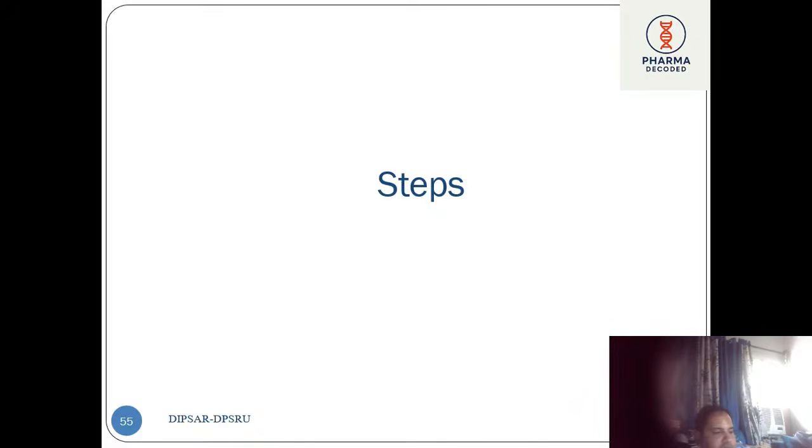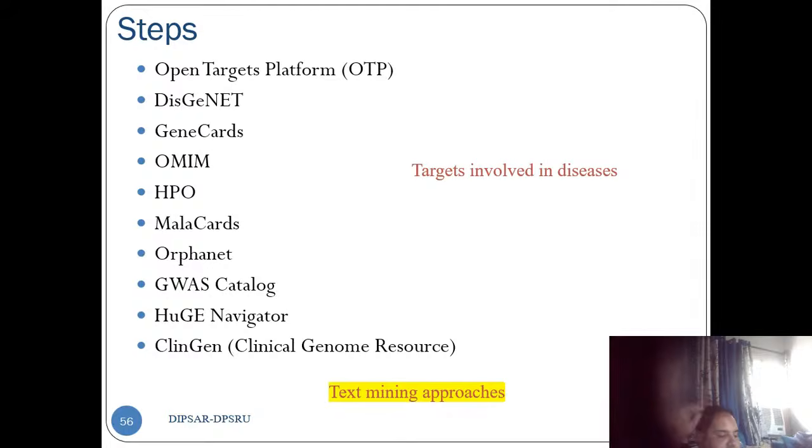So now next is your hands-on session. Now steps. So are you with laptop? How many of you have laptops or computers with you? No. Okay.